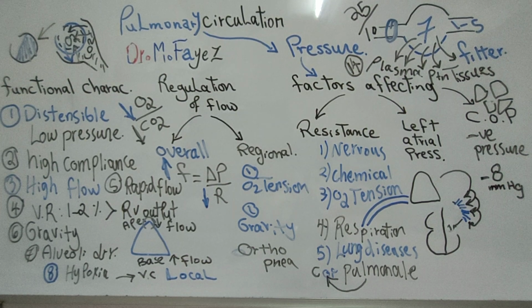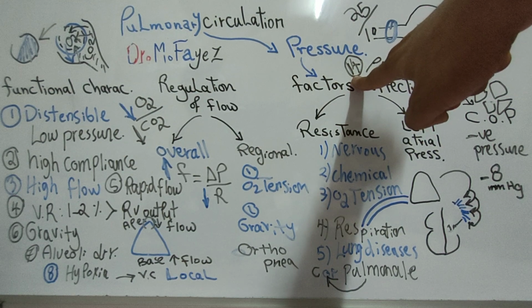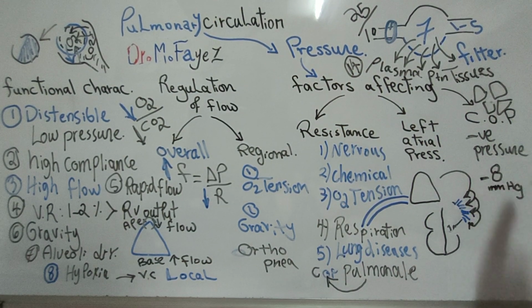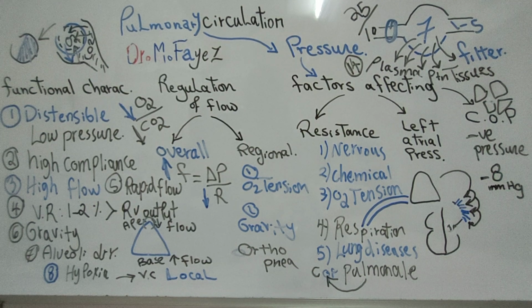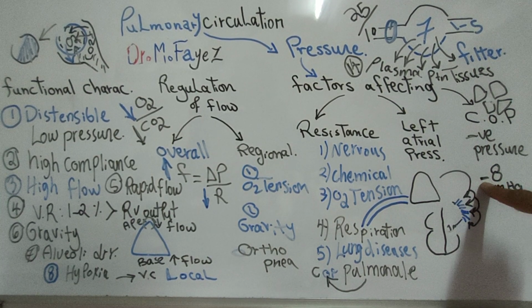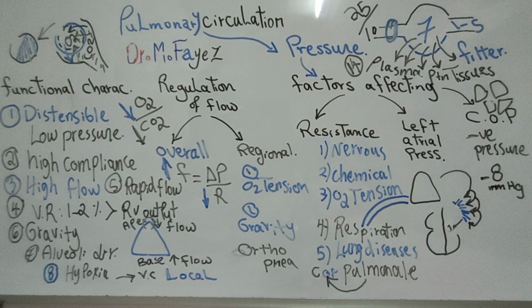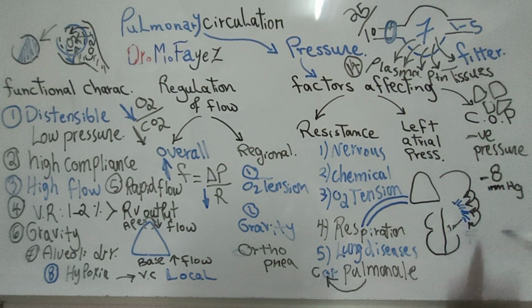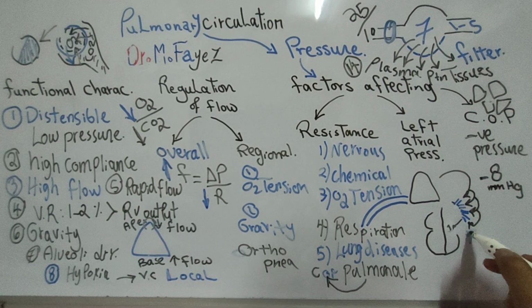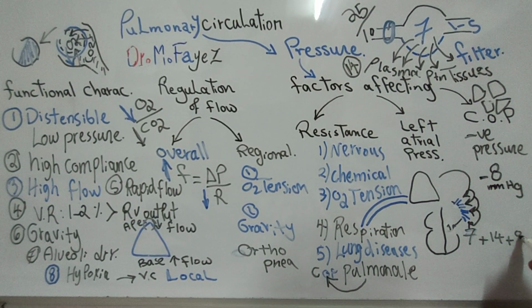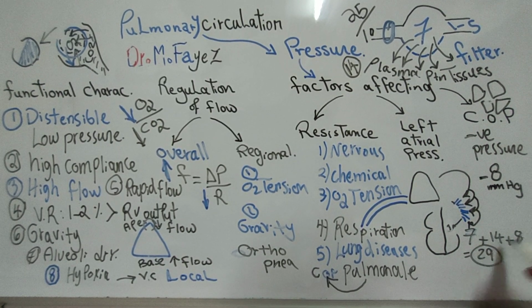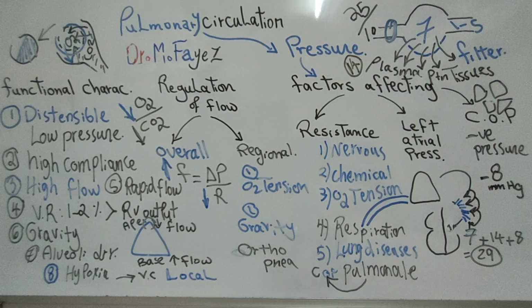So I want you to calculate the filtering force. You will say 7 plus 14, minus 8? No, it will be plus 8, if you are going to add positive values. You know that it is negative relative to atmospheric pressure, but when you calculate it, please count it as a positive value. So the filtering force will be 7 plus 14 plus 8, which equals 29 millimeters mercury. Yes, 29 filtering force. What about the opposite force?